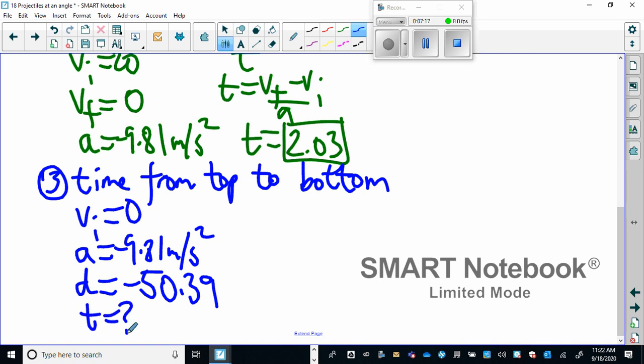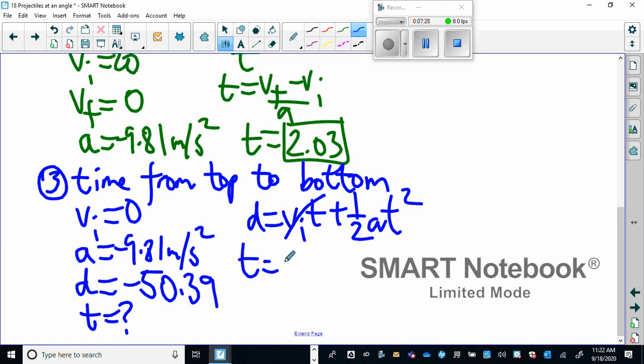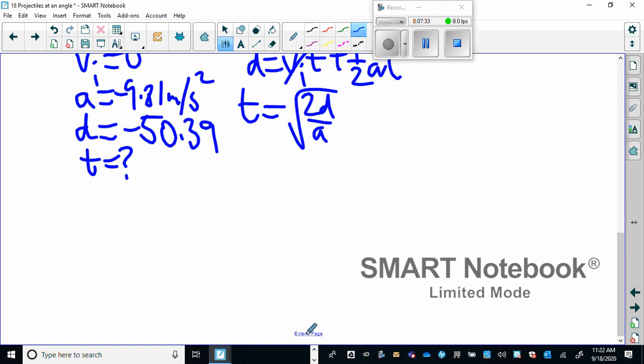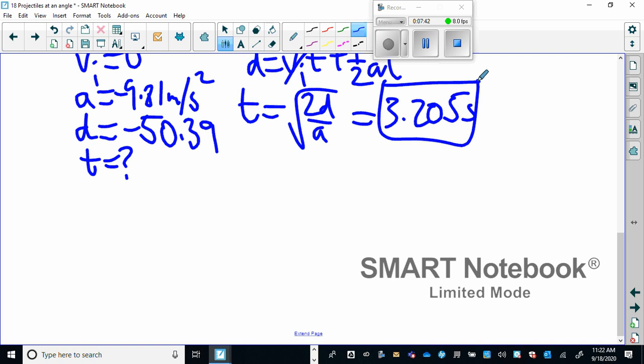Now for this one, we're back to our original formula. But this time, since VI is 0, this cancels out. And we can solve for T. And we end up getting 3.205 seconds. And then the last step, step 4, is to just add the 2 times.